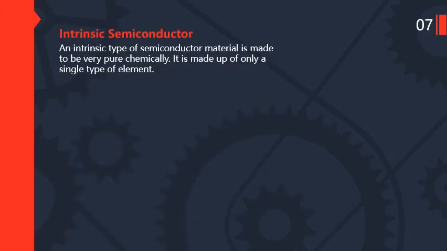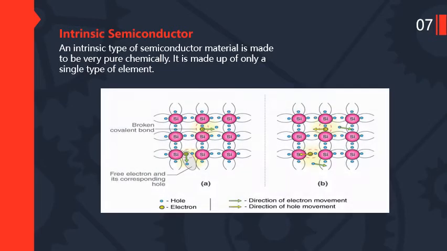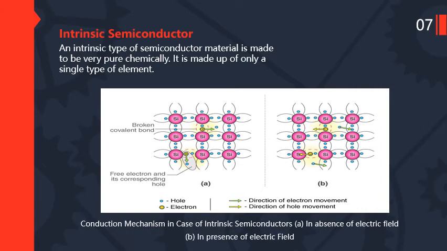Now, what is intrinsic semiconductor material? An intrinsic type of semiconductor material is made to be chemically very pure. I explained this earlier. The pure form of the semiconductor is called intrinsic semiconductor. It is made up of only a single type of element. For the conduction mechanism in an intrinsic semiconductor, there are two figures, figure A and figure B. In figure A, the absence of electric field. In figure B, presence of electric field.